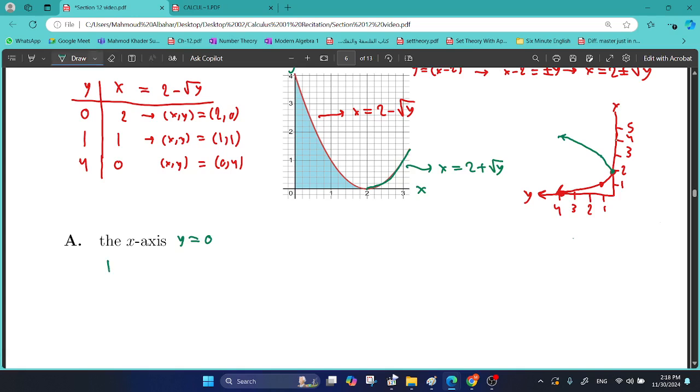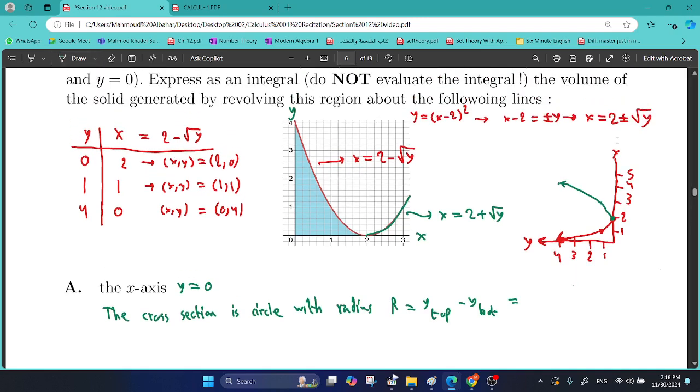For the x-axis, the cross section is a circle with radius r equals y top minus y bottom. So, let's see, x minus 2 squared minus 0 equals (x minus 2) squared.